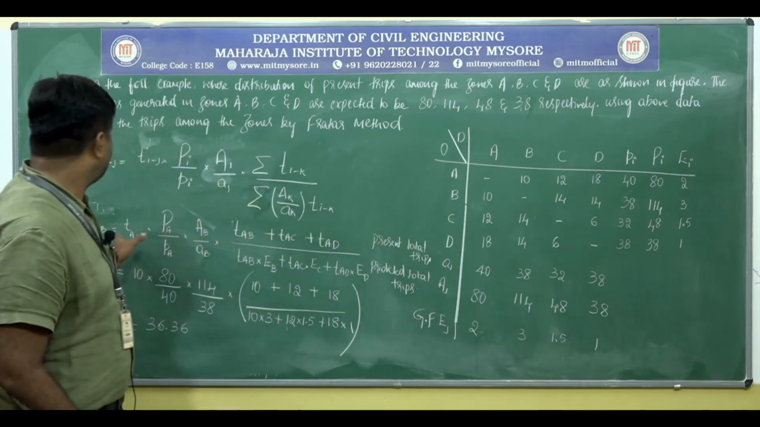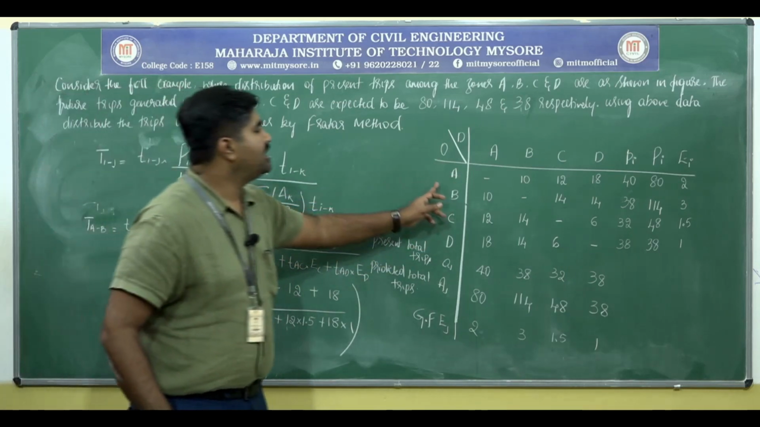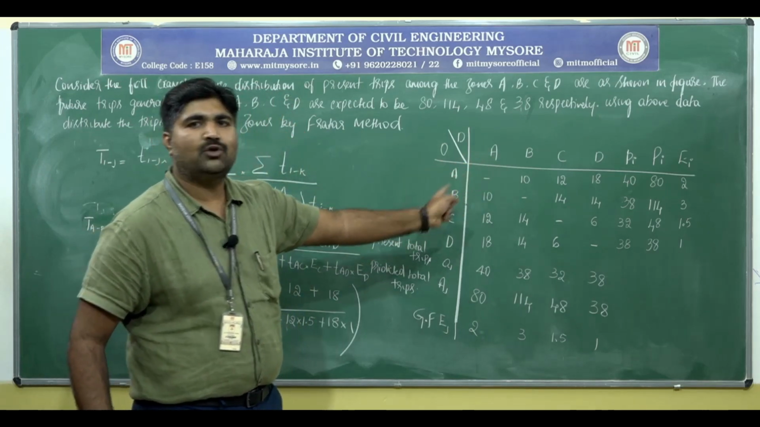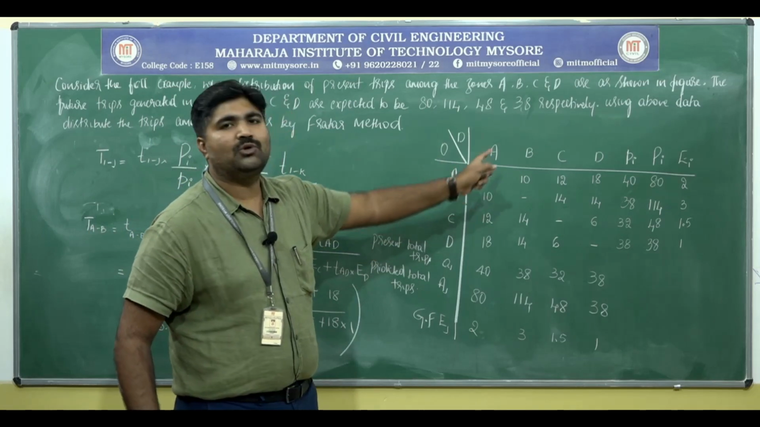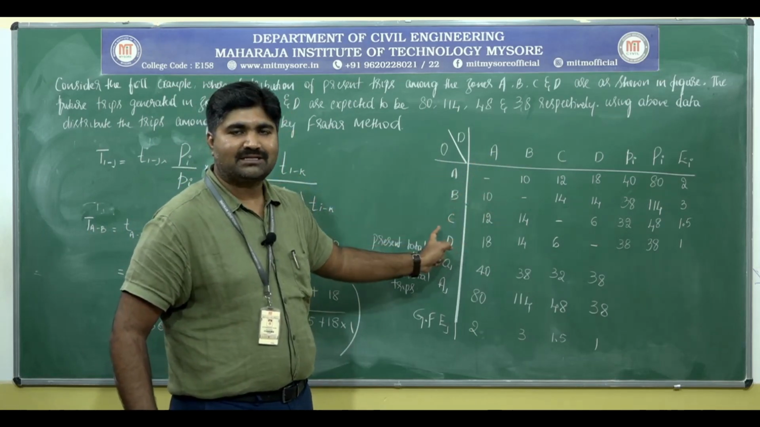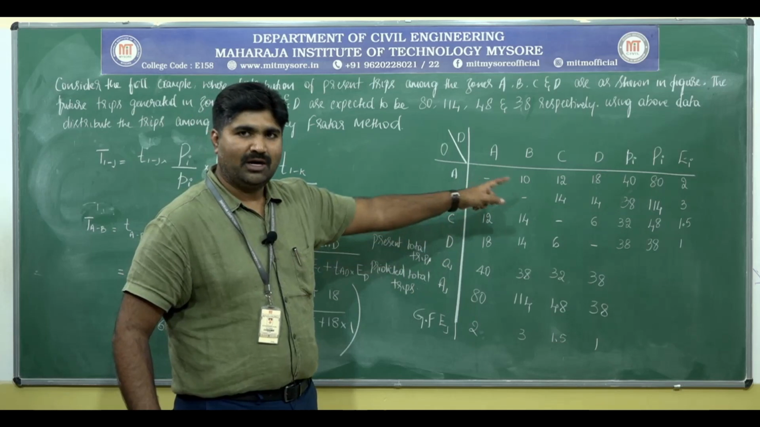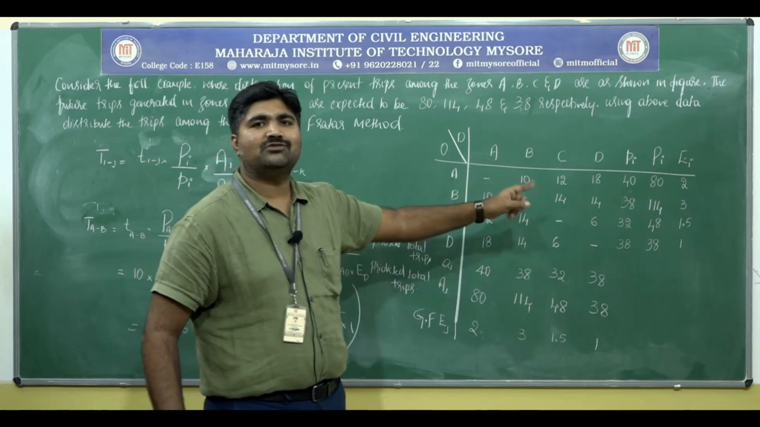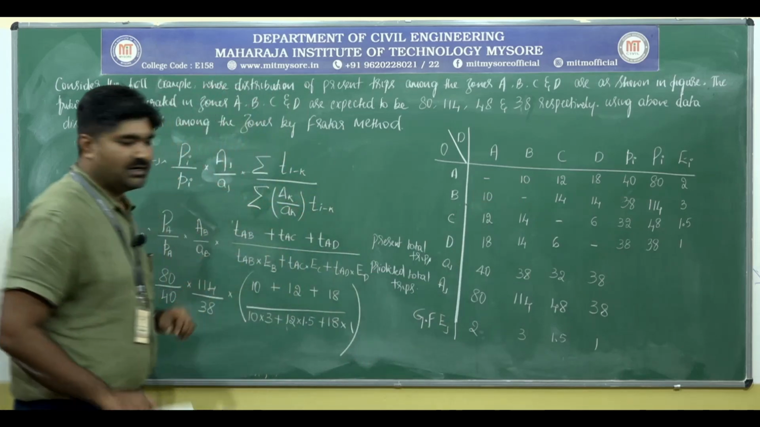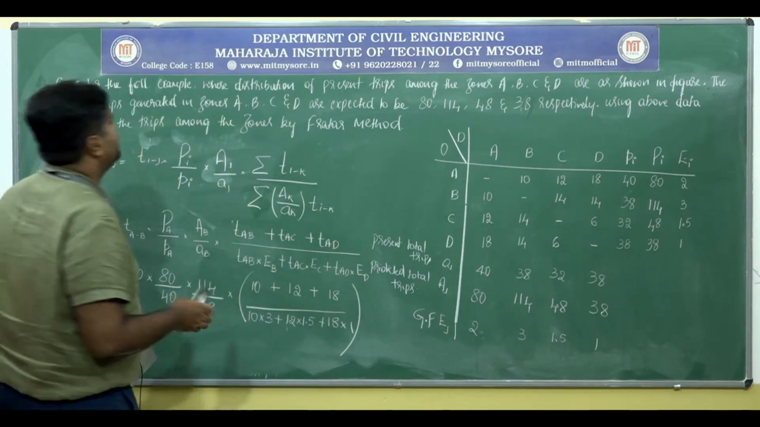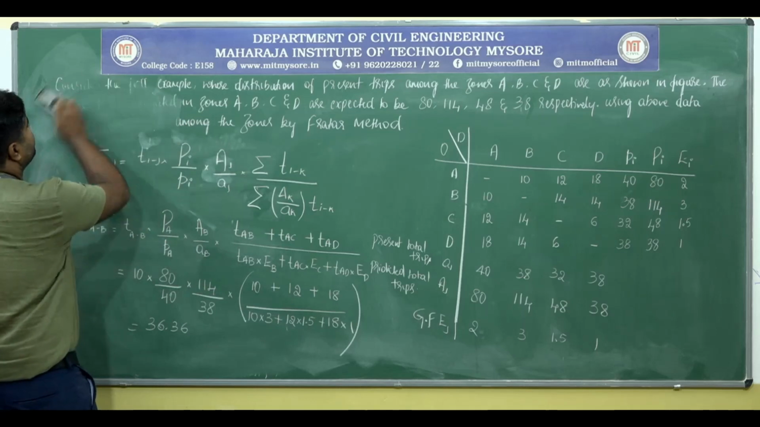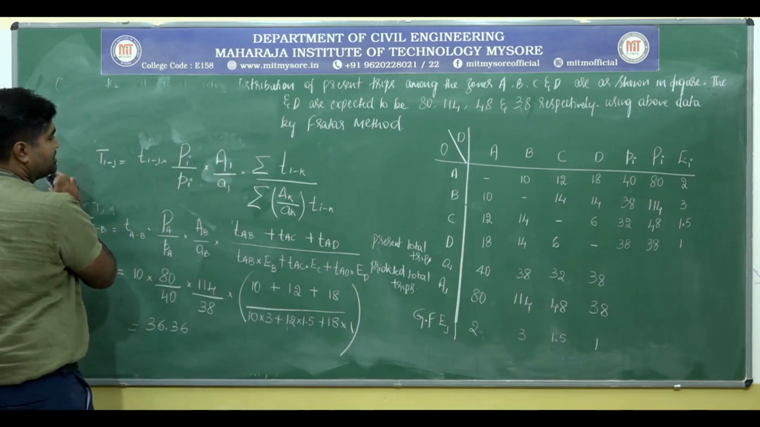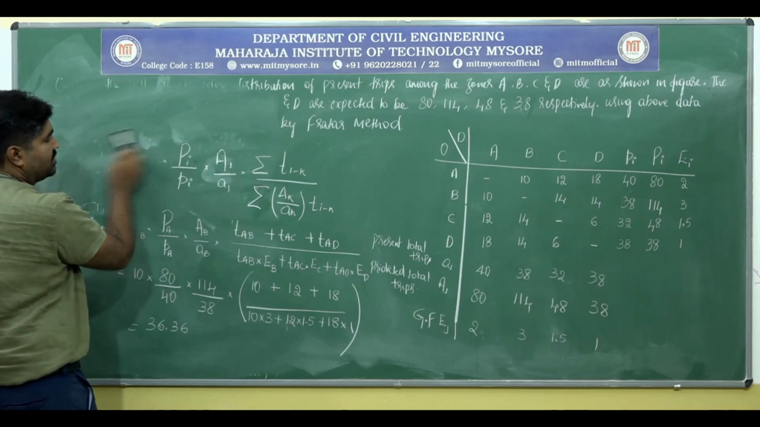Similarly, you have to distribute the other trips. Now I determined T A to B. Similarly, you have to determine T A to C, A to D. Next B to A, B to C, B to D. Next C to A, C to B, C to D. Lastly, D to A, D to B, D to C. This we have to determine now. I will rub this question now, and copy down this equation. I think you already copied.